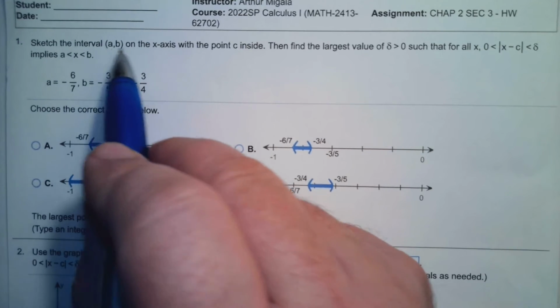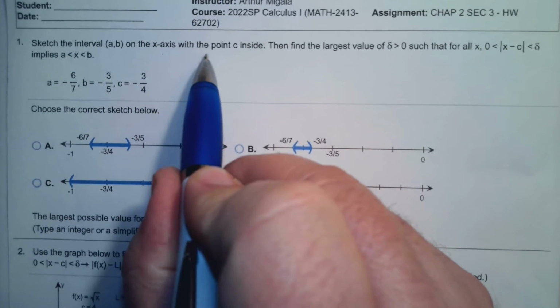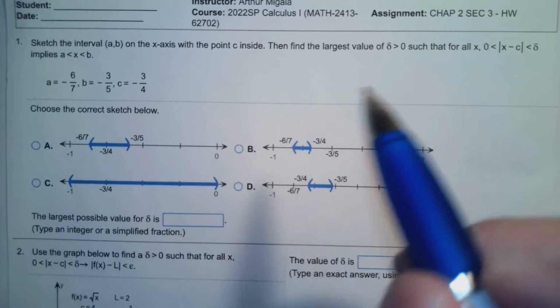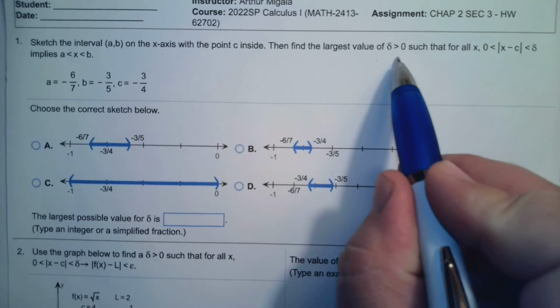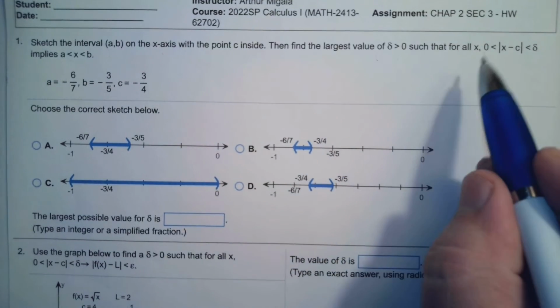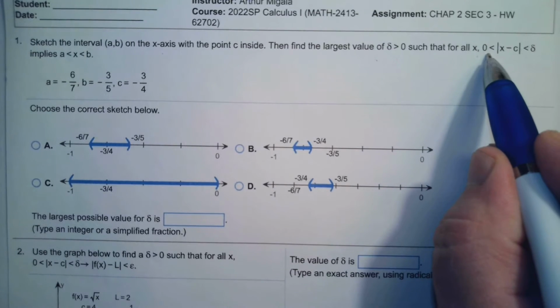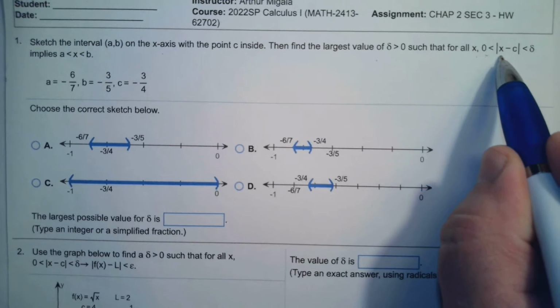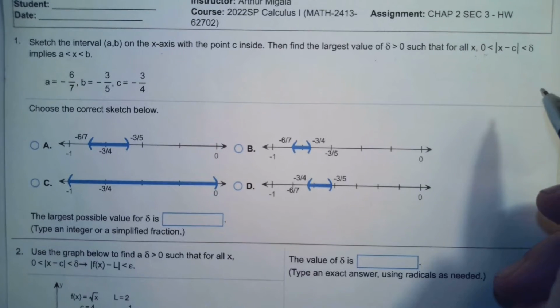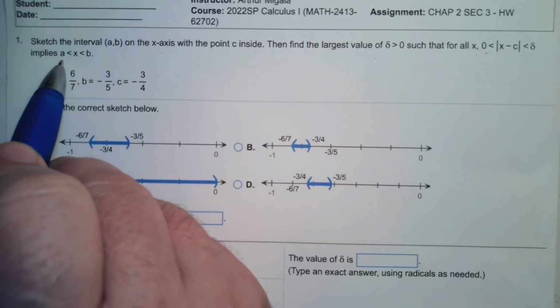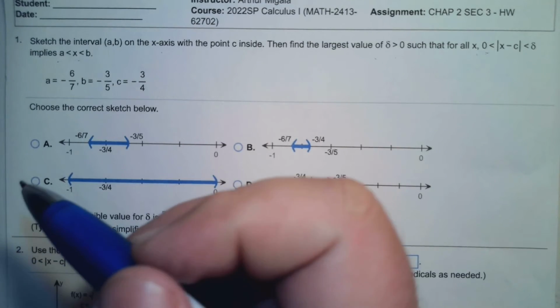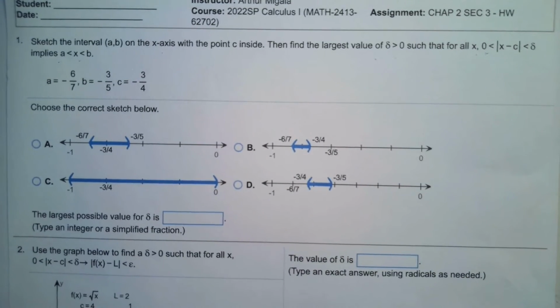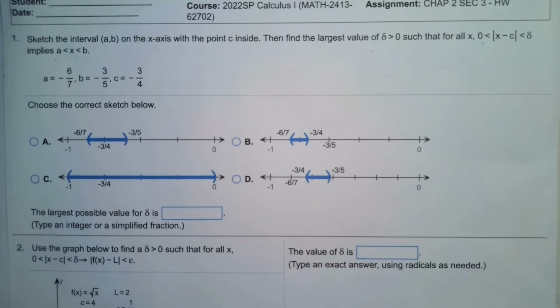Sketch the interval AB on the x-axis with the point C inside. Find the largest value of gamma greater than 0 such that for all x, 0 is less than |x minus c| is less than gamma implies a is less than x is less than b. And here's a, b, and c.